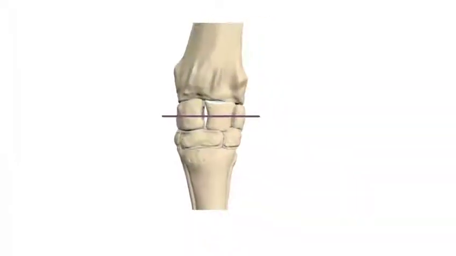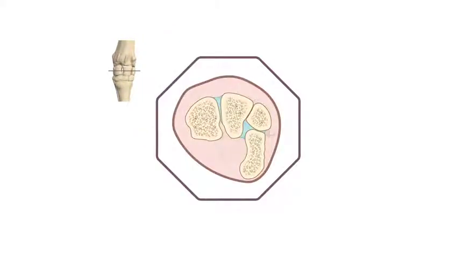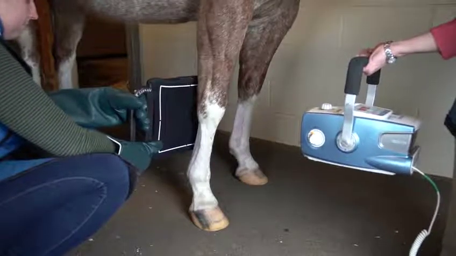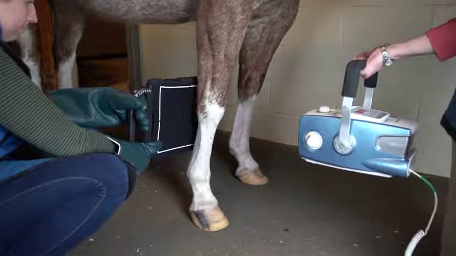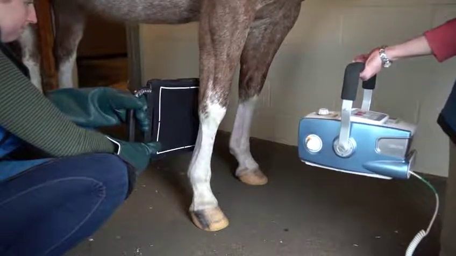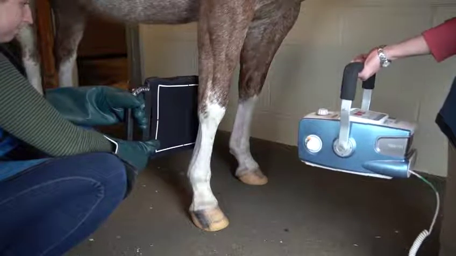If we first go back to our 3D model and transverse section of the carpus, we defined the four simplest surfaces as the dorsal, palmar, medial, and lateral surfaces. Let's see how that translates to positioning on our equine patient. In the DP, or dorsal to palmar view, the person holding the X-ray beam source is positioned on the dorsal aspect of the carpus, and the plate is positioned on the palmar surface of the limb.